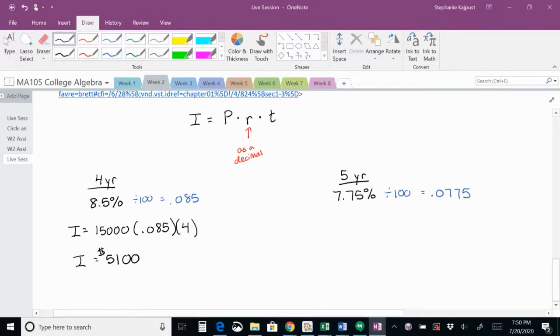So our 5-year loan has 7.75%. I'm going to use the same formula. We are investing the same amount of money. It's just a question of which loan is better. So now my rate is going to be 0.0775. And then this is going to be 5 years instead of 4. So then you just pull out your calculator.